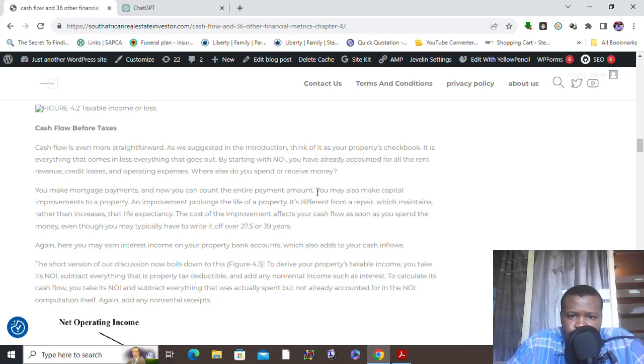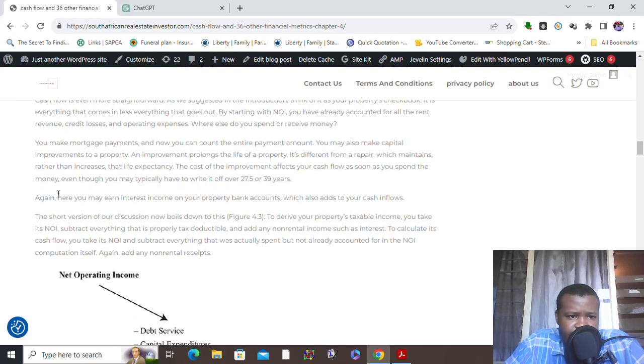You may also make capital improvements to a property. An improvement prolongs the life of a property. It's different from a repair, which maintains rather than increases that life expectancy. The cost of improvements affects your cash flow as soon as you spend the money, even though you may typically have to write it off over 27 to 39 years. Again, here you earn interest income on your property bank accounts, which also adds to the cash flows.